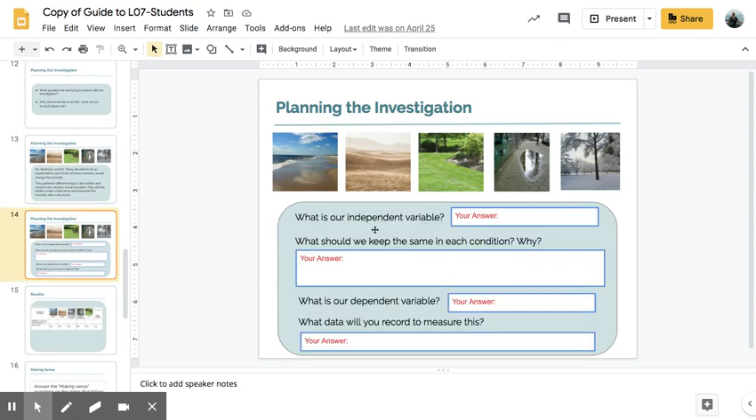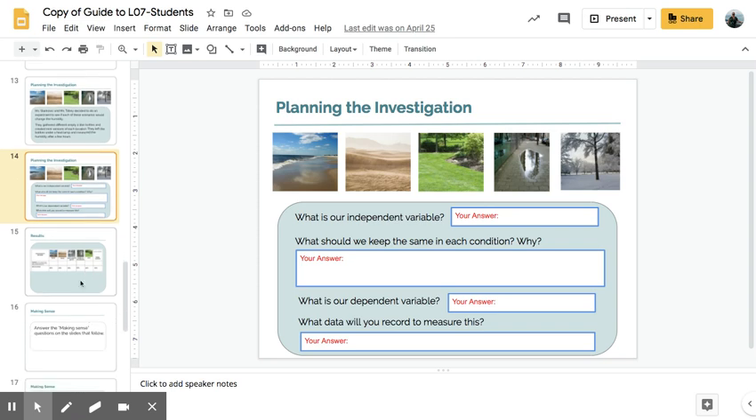You are breaking it down. What is the independent variable? What was changed on purpose? What should be kept the same? What's the dependent variable? What's going to be measured in this experiment? And what do we need to record in order to measure our dependent variable? Remember, we care about how water is getting into the air and where does it come from.